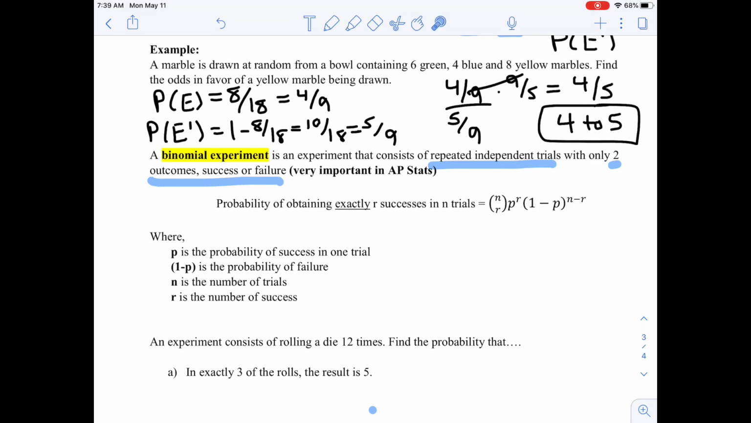We use this formula here to find the probability of obtaining exactly r successes in n trials. So how many successes I want and how many trials. And we have this part, that's your nCr. How many different ways can it happen? If I'm doing 5 dice rolls, maybe I get a 5 on the first, 5, not a 5, not a 5, 5. Or a 5, not, and then 5. You know, the different ways it could happen. That's the probability of success raised to how many successes, and the probability of failure raised to how many failures we're going to have.